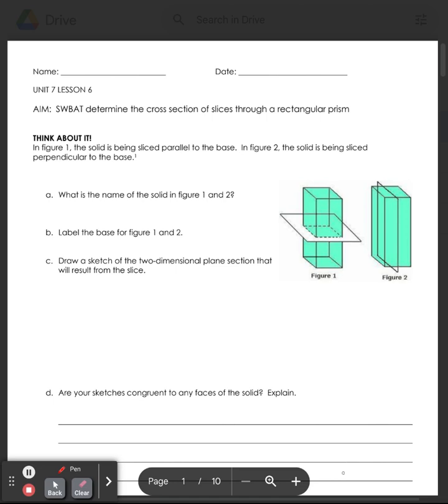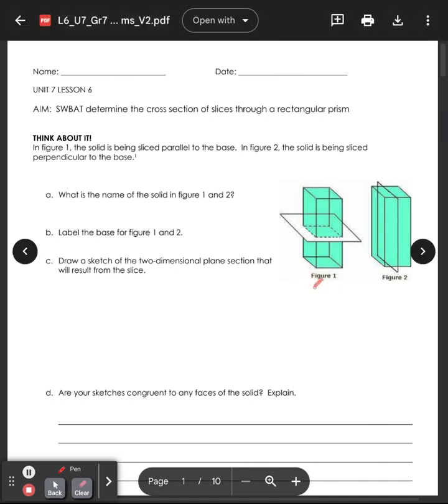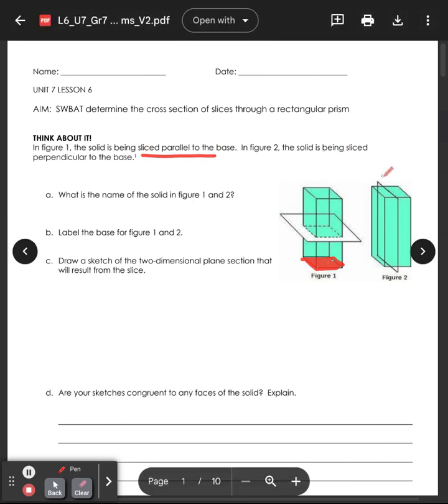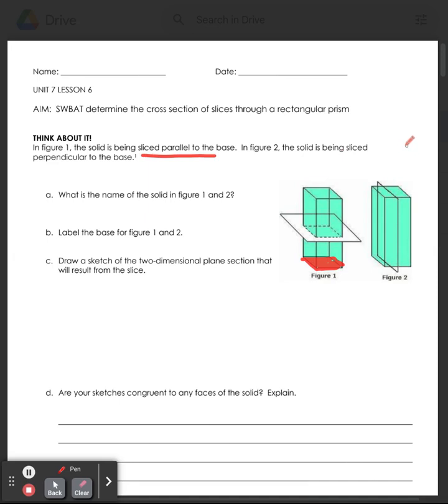So for this first question, it says in figure 1, which we have right here, the solid is being sliced parallel to the base. Now you can recognize what the base is because this is what we are seeing resting on the table, or that's at the bottom of our figure at the moment, the way that it's oriented. So this would be the base. And we are slicing it parallel to the base. Whereas in figure 2, the solid is being sliced perpendicular to the base, so vertically up and down as opposed to horizontally left and right.